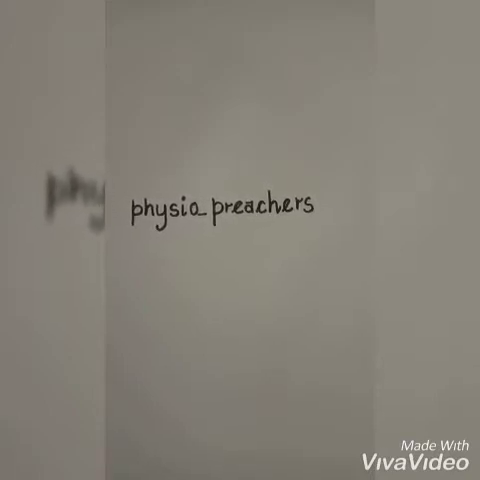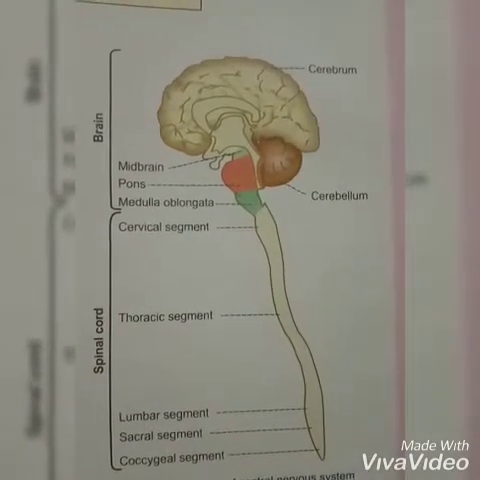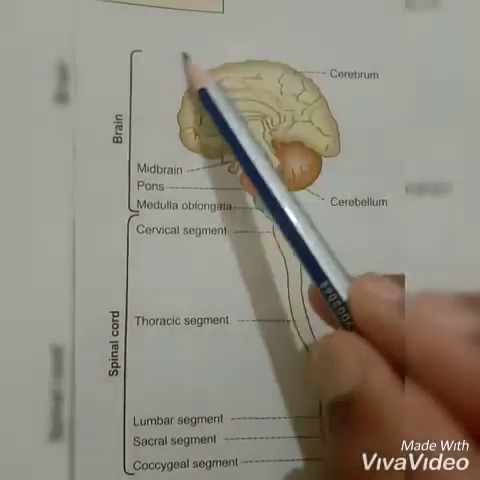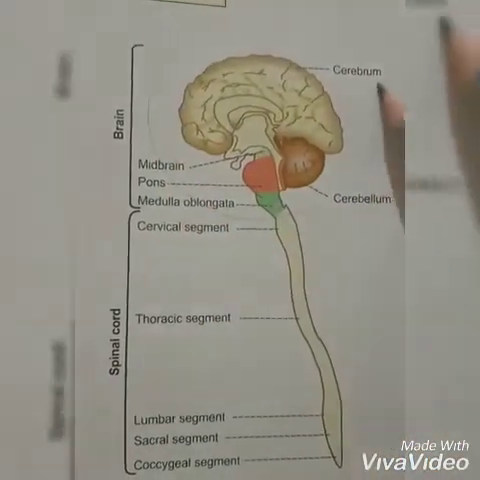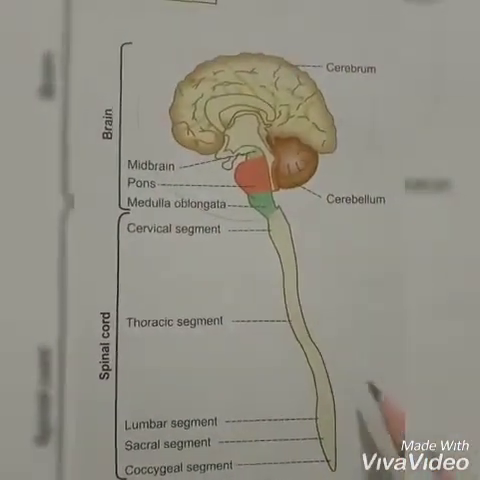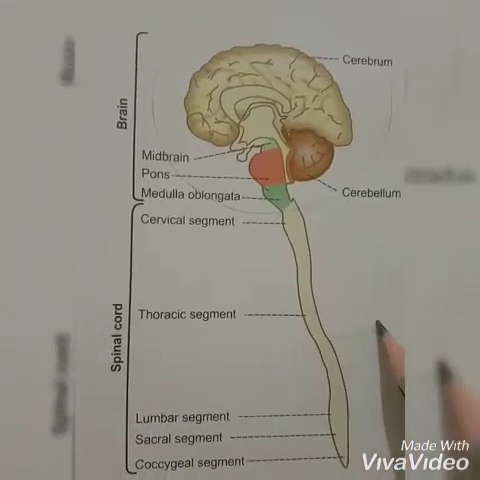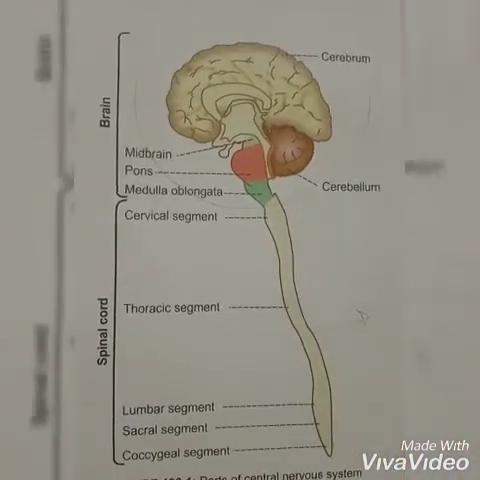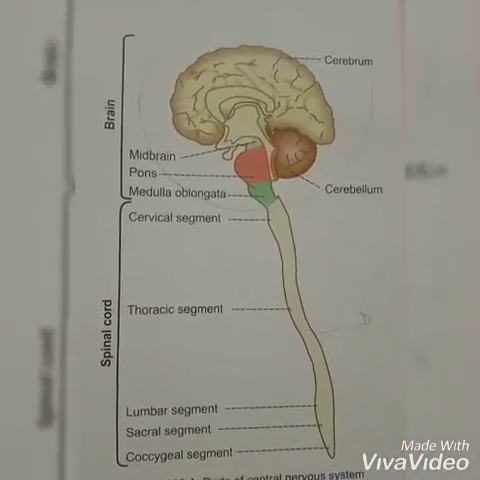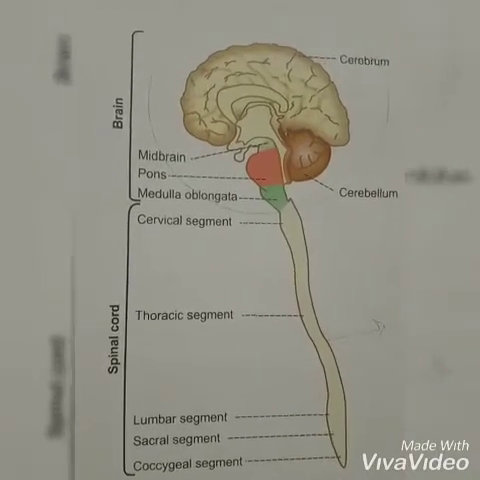Today we will be studying the basics of the spinal cord. So let's begin with this picture. This is the brain with the brainstem, and the structure below this is known as the spinal cord, which is cylindrical in structure and rests in the vertebral canal.